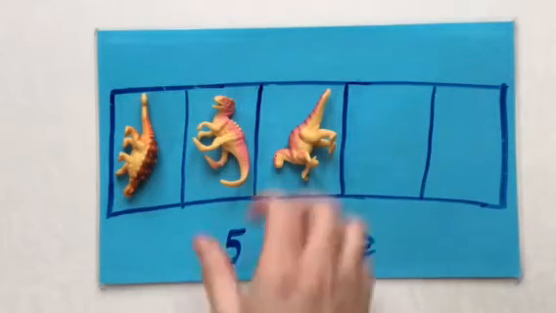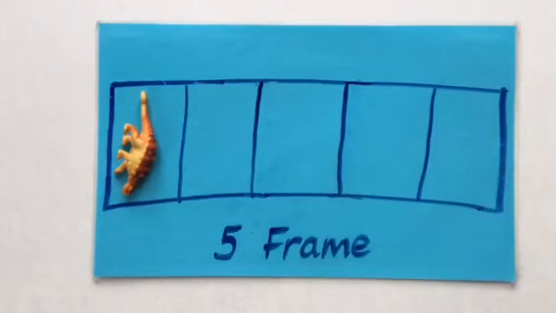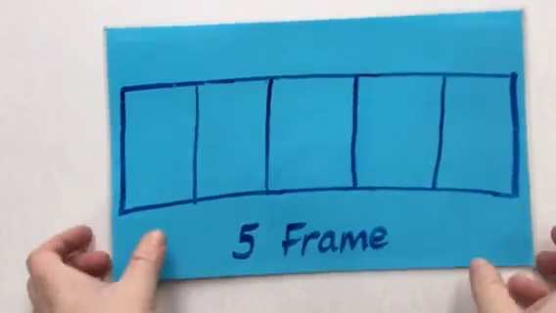Again, and quickly identify how many's on the page now. 1. Okay, and that means there's 4 spaces missing. There are 4 dinosaurs taken away. Okay, so you can use the fives frame in that order.